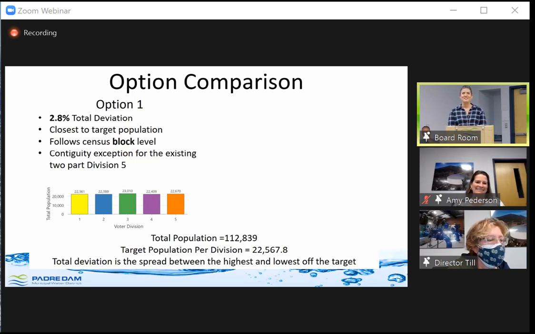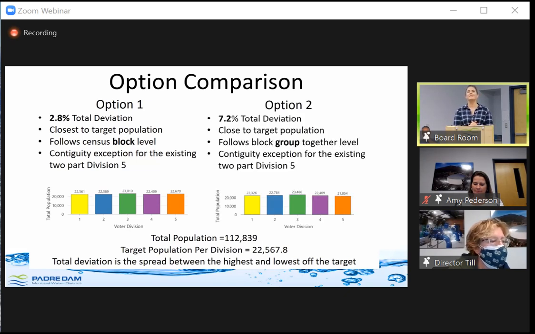But we have our option one with 2.8% total deviation, and that's going to get us closest to our target populations. Option two has a higher total deviation. It's at 7.2%, and it follows the larger block group geography. Both of these options have an exception for Division 5, which has two separate areas with census blocks that are not adjacent to each other. That's a pretty good example of our major exceptions to secondary considerations.